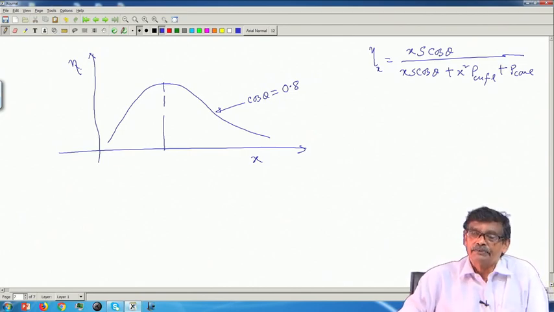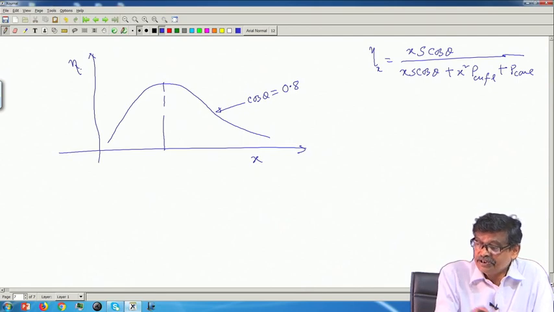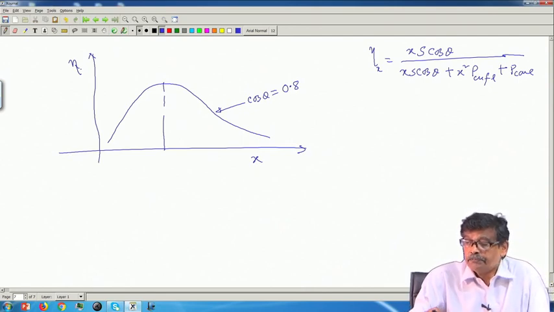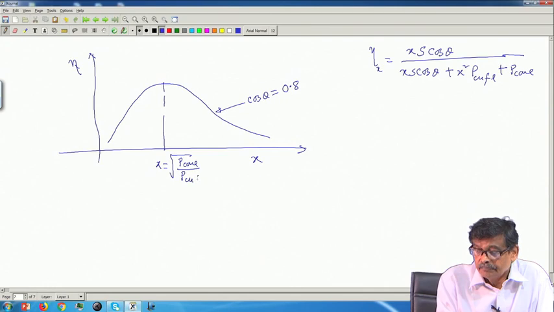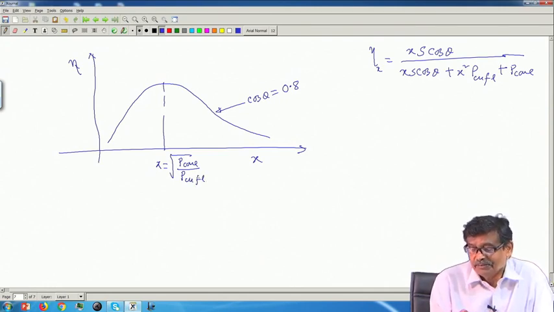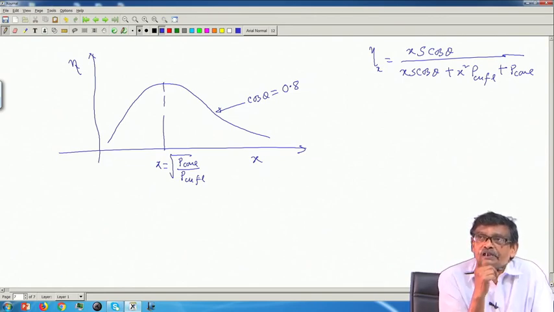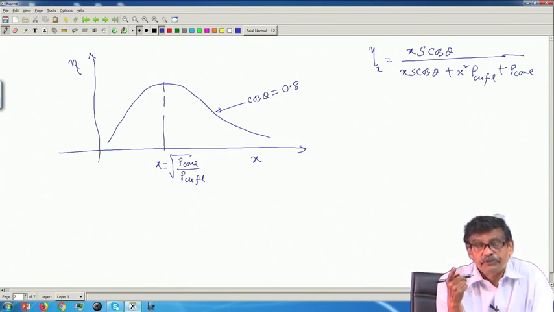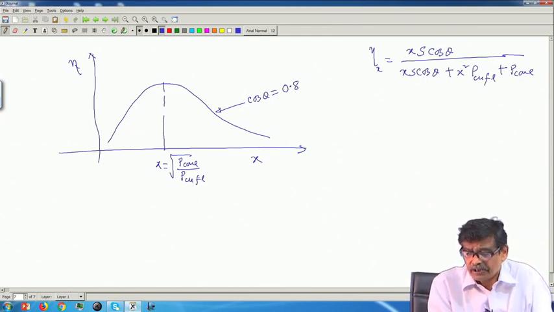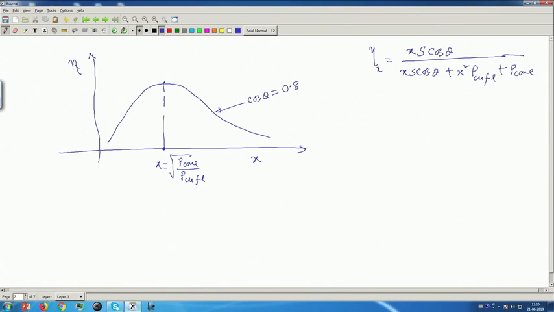Now, the question I will ask you, okay, suppose this is the efficiency versus x curve at power factor 0.8, lag lead does not matter. At a given power factor 0.8, this is the curve and this is the value of x. What is that? That is P core by P copper full load. Repeating once again, do not feel bored, P core is the reading of the wattmeter from the no load test. P copper full load is the reading of the wattmeter from short circuit test, and these two numbers you divide, take square root, get this point. This degree of loading eta max occurs, for this power factor.